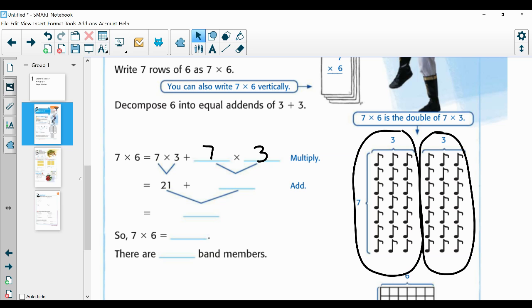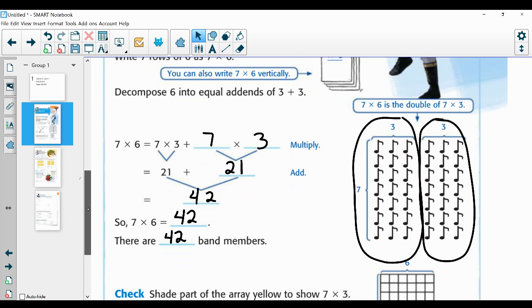Okay, so you multiply 7 times 3, that equals 21. 7 times 3 is 21. We're going to add it. Knowing my place value, I can add this very easily. 1 plus 1 is 2. 20 plus 20 is 40. So 7 times 6 is 42. There are 42 band members.